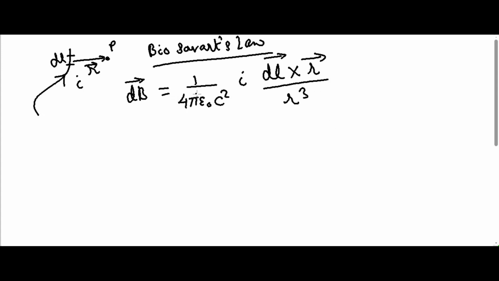So again, generally 1 by epsilon naught c squared is taken to be, is defined as, because mu naught is also constant and speed of light is also a universal constant. So generally 1 by epsilon naught c squared, both are constant, so it is taken to be another constant mu naught, which is called the magnetic permeability.